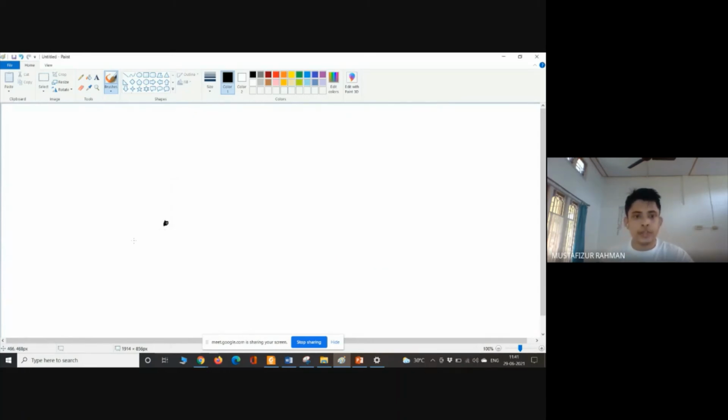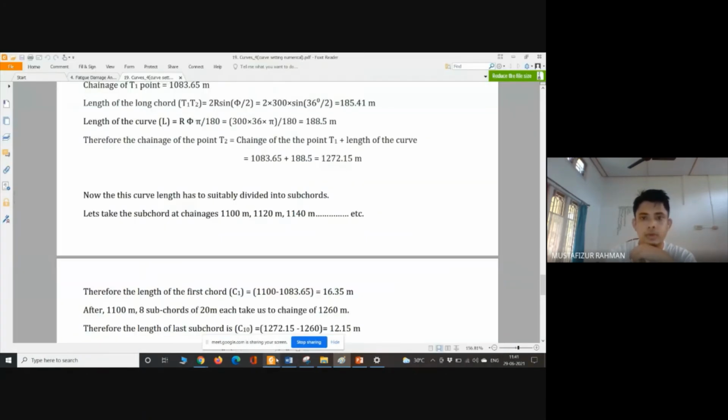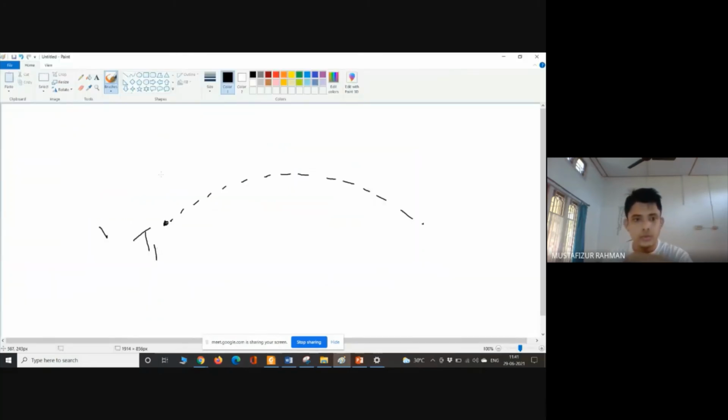This T1 point is known, okay, change is known. It will go along this way somewhere. We don't know how exactly at the moment. So this change is 1083 meter. So how much we have to come in this way to reach a point where this value will be 1100 meters. So that is what we are finding out.